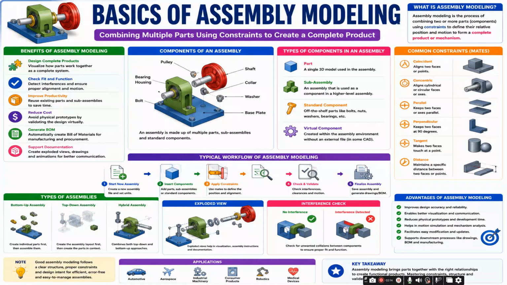So component constraints: match, coincident, concentric, parallel, perpendicular, tangent, and distance. Typical workflow of assembly modeling: start a new assembly, create a new assembly file, and set units. Insert components, add parts, subassemblies or standard components. Apply constraints, use mates to define the position and alignment. Check and validate: check the interference, clearance and motion. Finalize the assembly, save the assembly and generate a drawing, then bill of material.